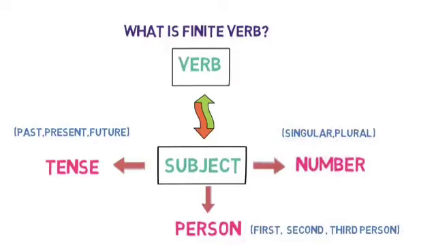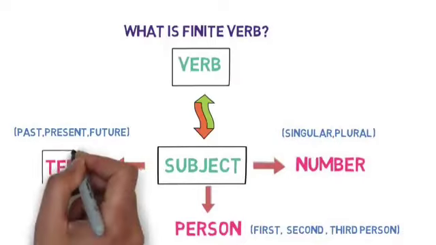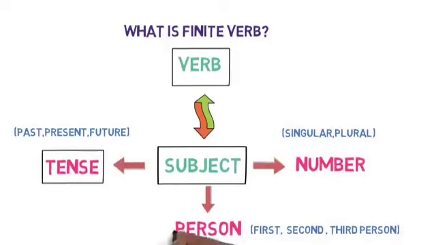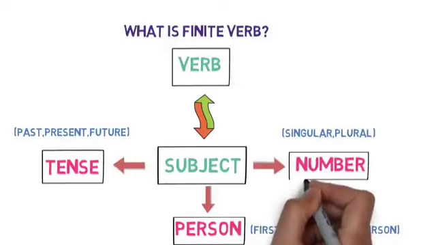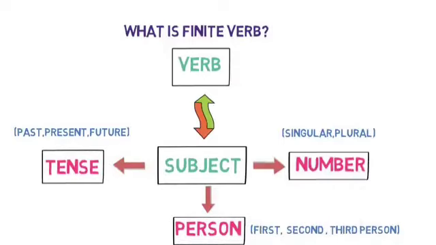So a finite verb will change as per the tense of the sentence, as per the person, and as per the number of the subject. Now let's understand each of these parameters with the help of an example.